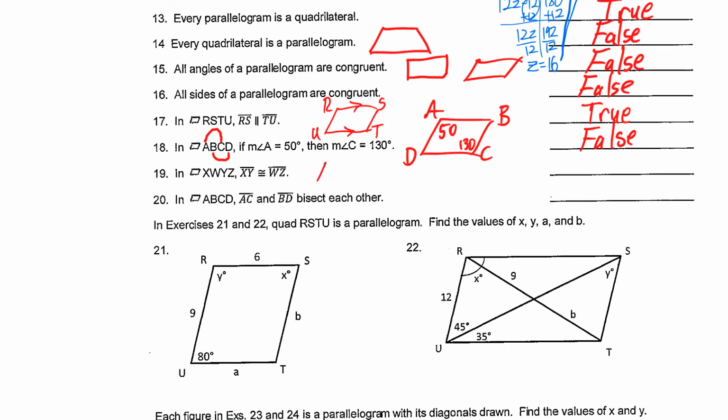Okay, and number 19. In parallelogram XWYZ, XY. Oh, that's talking about a diagonal. XY is congruent to WZ. Is that always going to be true? I'll try to exaggerate this. Well, it's still not going to get it done totally. But the answer is no, that's false. Sometimes they'll be equal, but not all the time.